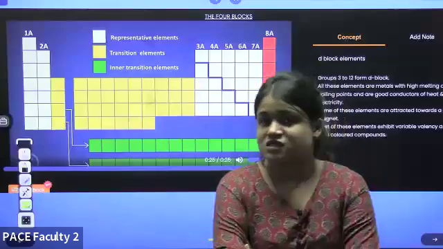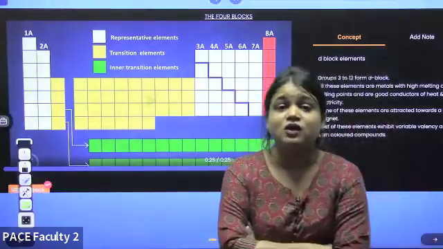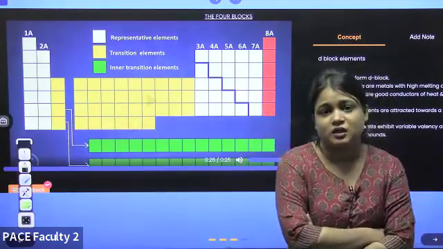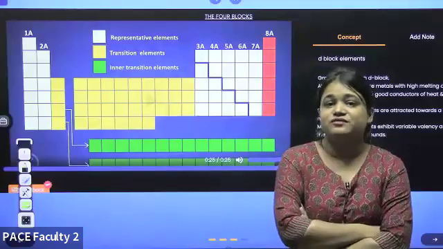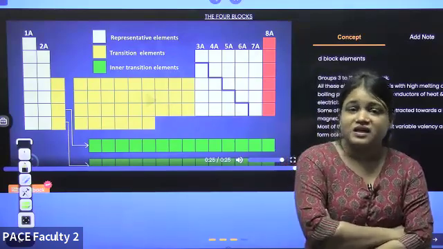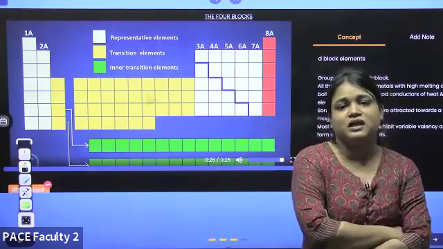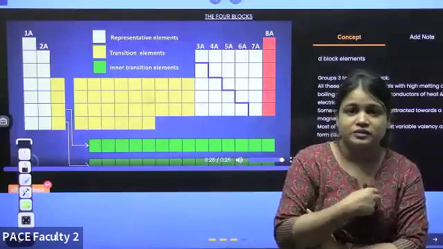Similarly in case of P block elements also the valency is fixed. It will be group number minus 10. But in case of the transition elements, that is from groups 3 to 11, they have variable valencies, a variable oxidation state. That is why their properties keep on transiting, keep on shifting between S block and P block elements. That is why they are called transition elements. Moving on.